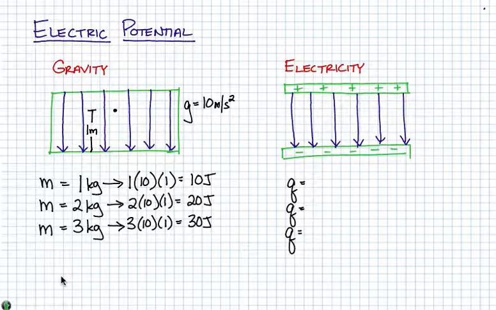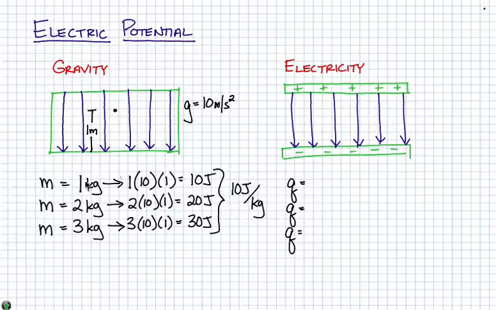So if I wanted to simplify this, hopefully you see that at this specific point right here, for any mass that I place at that point, for every kilogram that I place there, I will get 10 joules per kilogram.